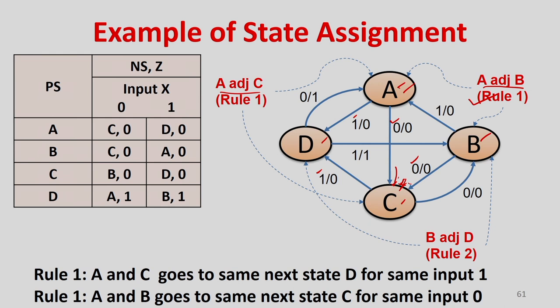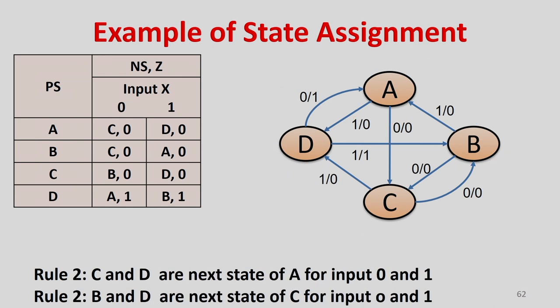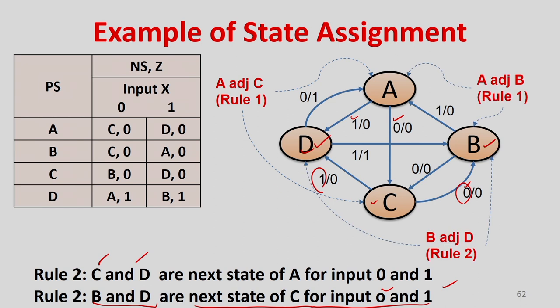B and D, rule 2. So, what is rule 2? If you look at B and D based on rule 2, what does rule 2 say? B and D are next states of C for the input 0 and 1. This is the next state of C from input 0, and from input 1. B and D are the next states of C for input 0 and 1. Similarly, C and D are next states of A based on input 0 and 1. So, this is for rule 2.